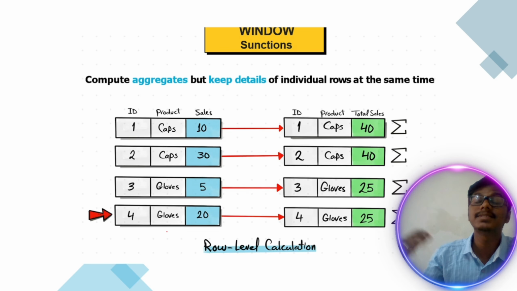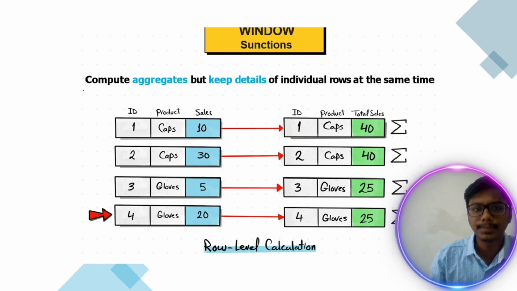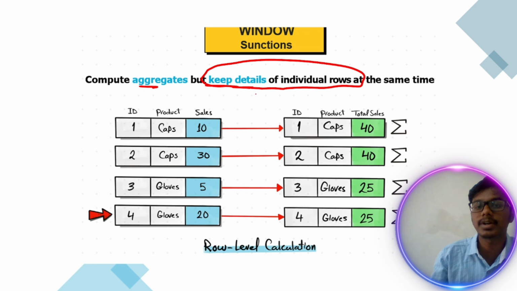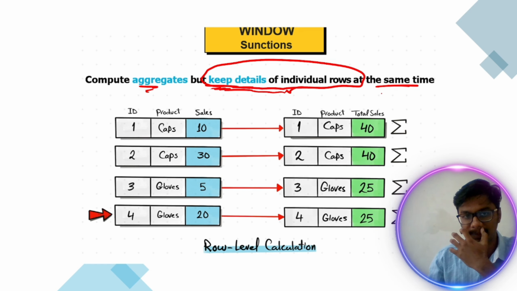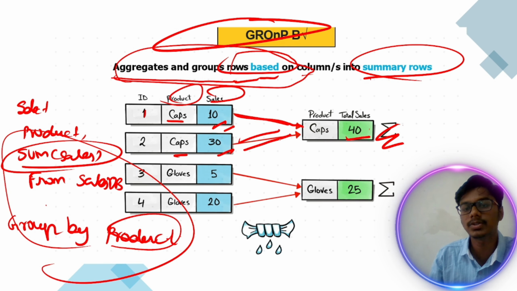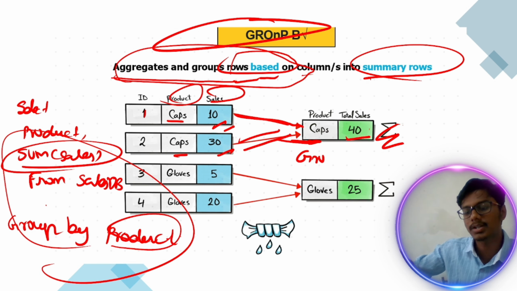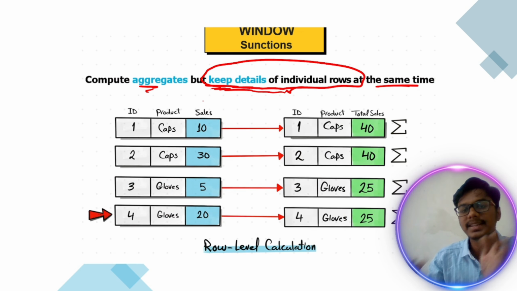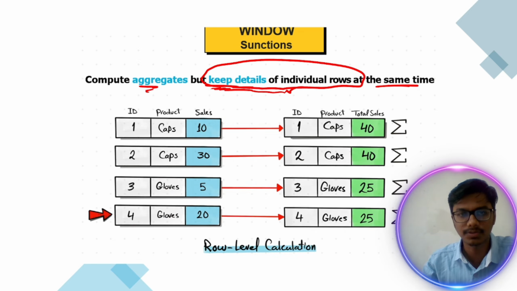So now what does the Windows function do here? It computes aggregation but keeps the details of the individual rows. This is the main important point. We are getting into advanced functions, right? It computes the aggregations but keeps the details of the individual rows at the same time. As in the previous example, in GROUP BY we combine these two caps into one caps, right? That's GROUP BY. We aggregate row based on columns. Here, we keep the same details of the individual rows. That's all about the Windows function and the differences between the Windows function and GROUP BY, right?